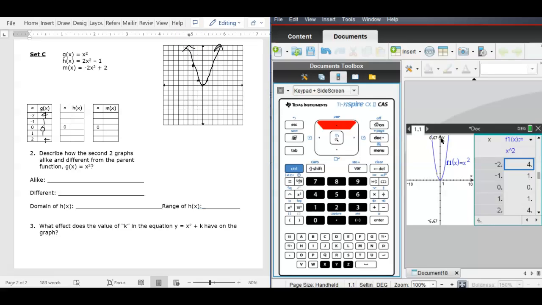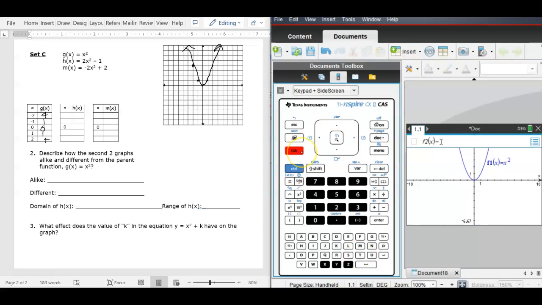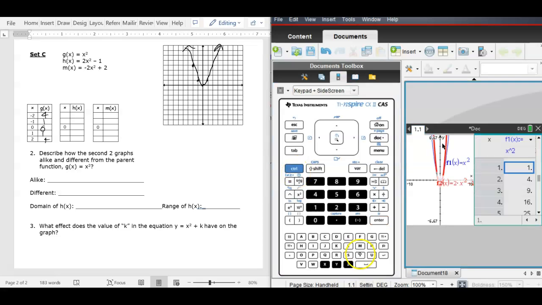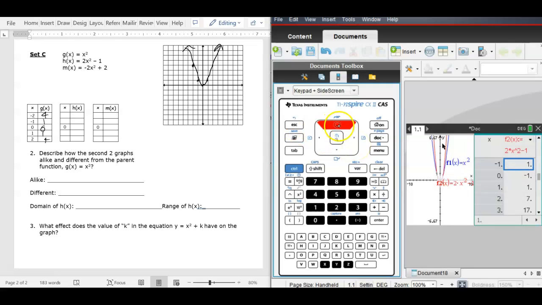Okay, h of x. So we hit Control T, tab, 2x squared minus 1. Okay, looks like that. Control T. Go over to the right one. So -2, 7; -1, 1; 0, -1; 1, 1; 2, 7. So it's going to overlap on this thing.